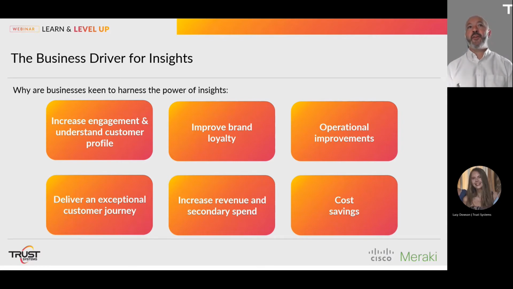Ultimately, it's trying to deliver an exceptional customer journey, and that's a customer journey across an omni-channel experience, whether that's in store or online, trying to bring that data together to provide an exceptional experience that meets the customer's requirements, that's ultimately going to help drive that brand loyalty. And the next point on the slide is around increased revenue and ultimately increased secondary spend.